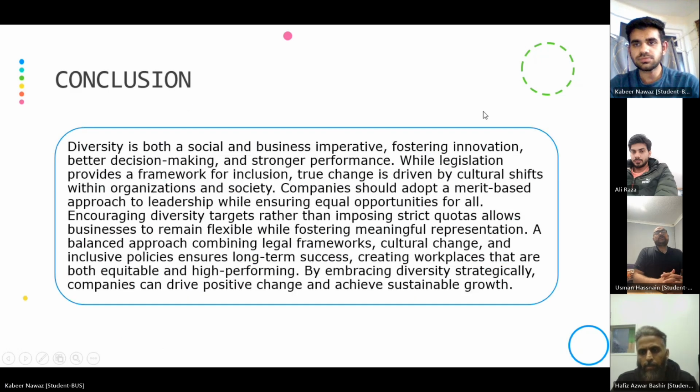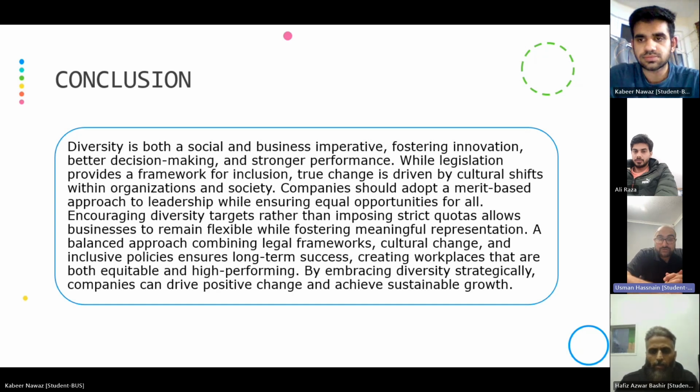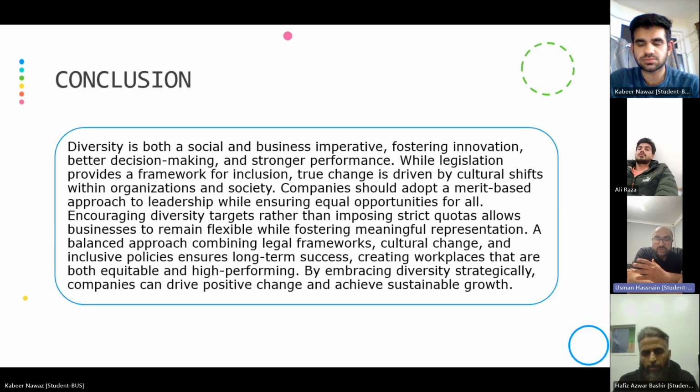Thank you. Coming to a conclusion that brings together the key points discussed throughout the presentation, diversity is not just a moral responsibility, but also a strategic business advantage. Diverse teams bring rich perspectives, foster innovation, and support lateral decision making, all of which are crucial for strong organizational performance. While legal frameworks such as Equality Acts provide an essential foundation for inclusion, long-term impact stems from genuine cultural transformation within workplaces. Organizations need to move beyond compliance and create environments where diversity is actively valued and nurtured.